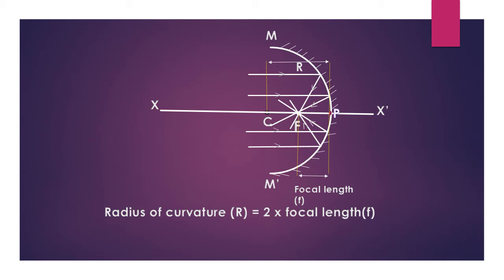And when we analyze, we see that the focal length is half of the radius of curvature. Children, what is radius of curvature? It is the radius of the hollow sphere. That is the distance from center of curvature to the pole.